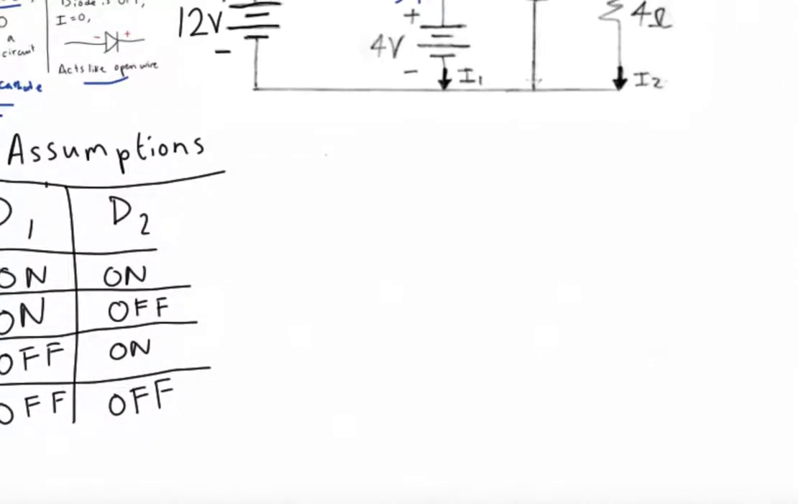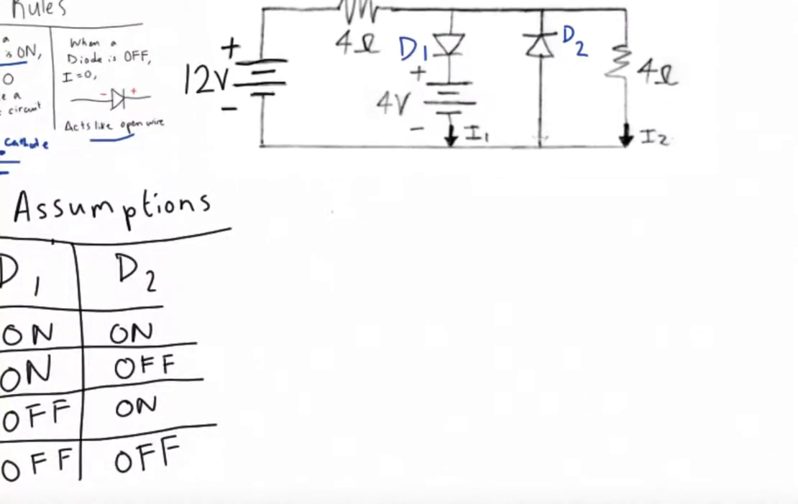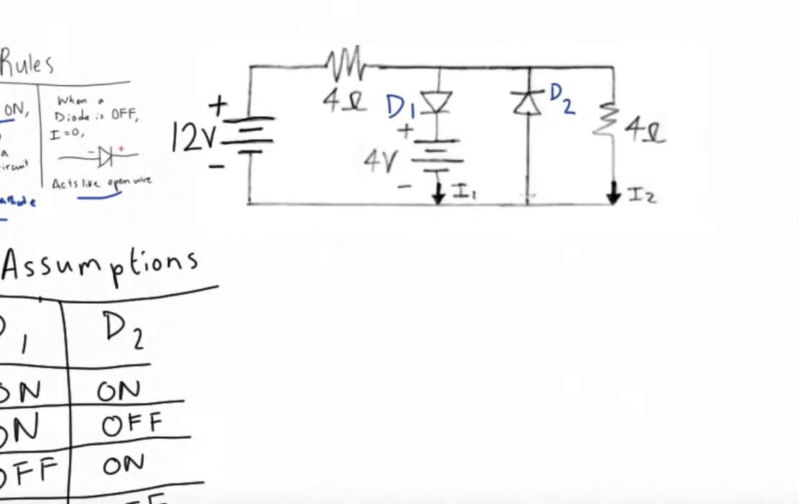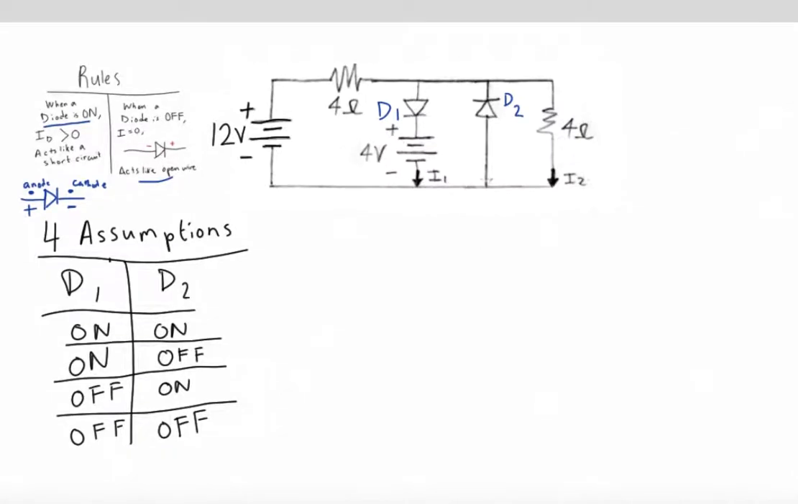So let's run an example. This is the circuit that we're going to be analyzing, and let's go through each of these four assumptions. If you only have one diode, you have two possible assumptions: either it's on or it's off. But when you have two diodes, you're left with four: both are on, both are off, the first is on and the second is off, or the first is off and the second is on. Let's begin with these four assumptions.